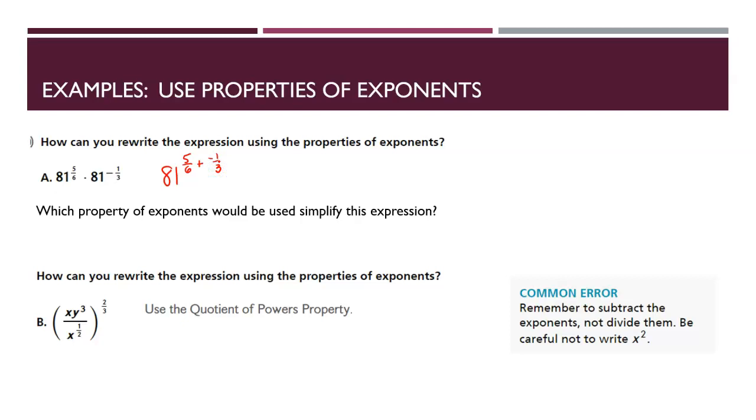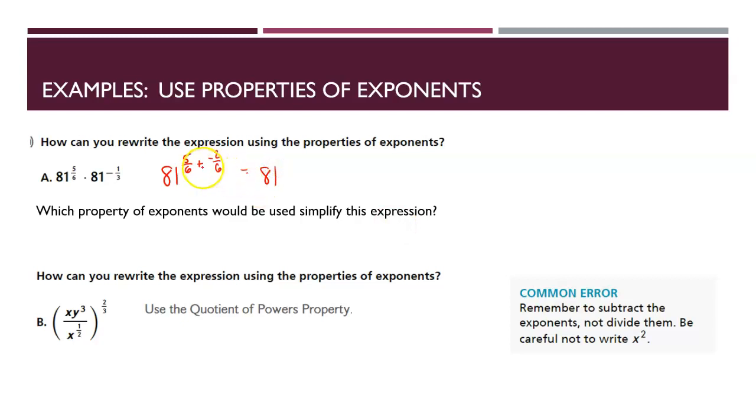But the problem is if we're adding exponents and they're fractions, so they're rational exponents, we need to make sure that we have a common denominator. So I can't add 5/6 plus negative 1/3. So I'm going to change that 1/3 to have a common denominator. I'm going to multiply the top and bottom by 6. So 2/6 is the same as 1/3. Now I can simplify that.